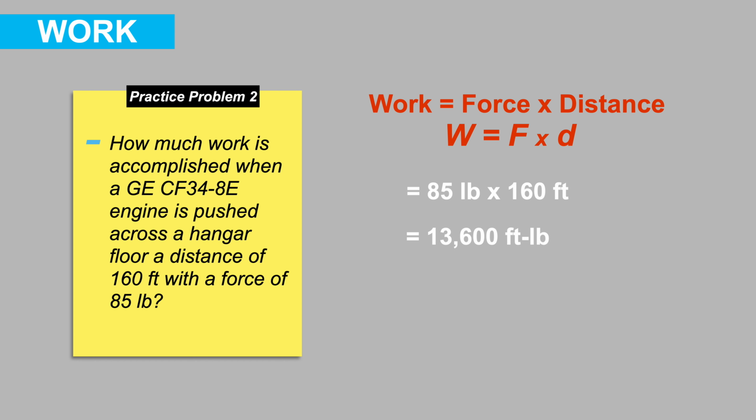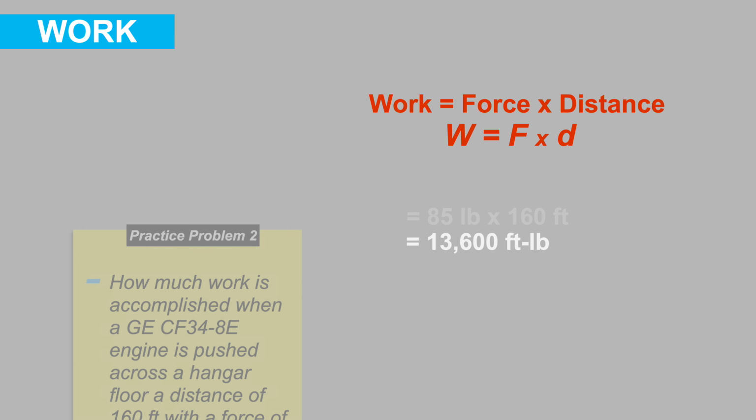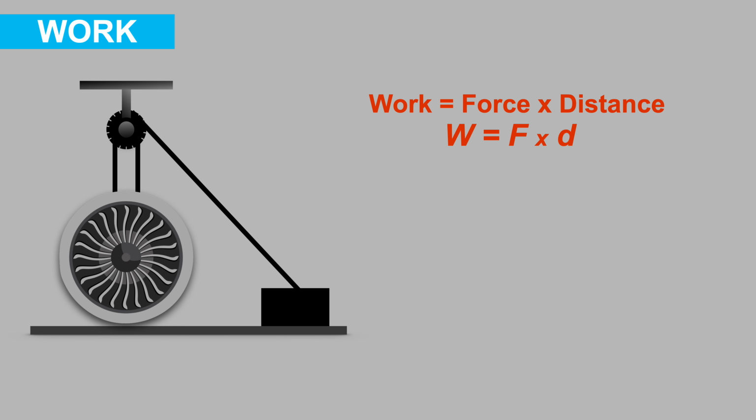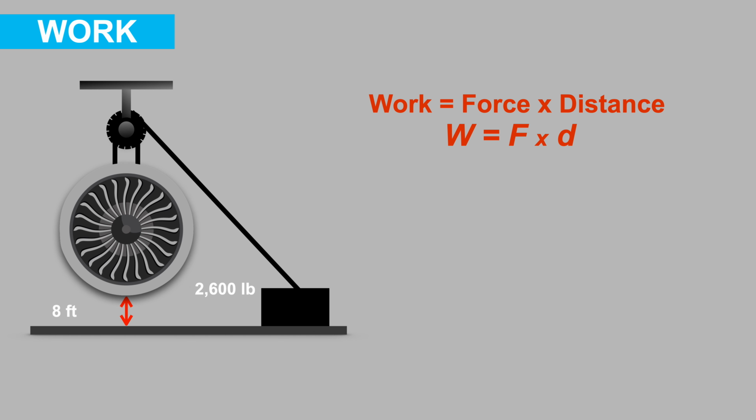So 13,600 foot-pounds of work is accomplished to move this engine 160 feet with 85 pounds of force applied. For the second example, how much work is accomplished when the same engine weighing 2,600 pounds is hoisted up 8 feet? In this example, since the engine is being moved in a vertical direction rather than a horizontal direction, the displacement of force is a little different.